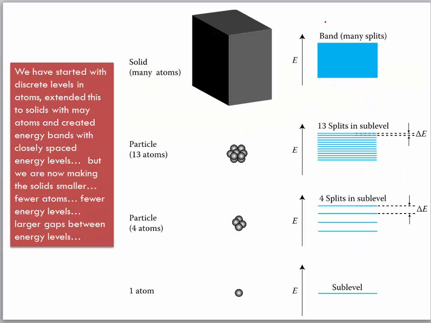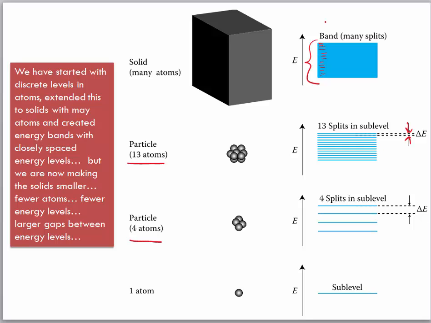So let's look at what this means. If we have a solid with a large volume, many atoms, then as we've seen in the past, the energy sublevels split many times, and essentially you have an energy band because there are so many of these splits and they're so close together you can't even distinguish them. Well, if we take this volume and we make it much smaller, let's say just a few atoms, let's say 13, then we begin to see that there are 13 splits, and the delta E, the spacing between the splits, starts getting a little bit bigger.